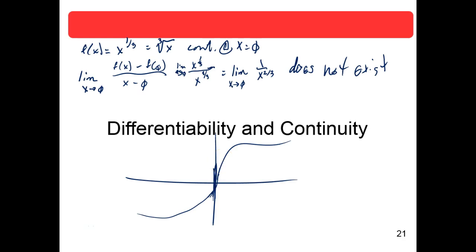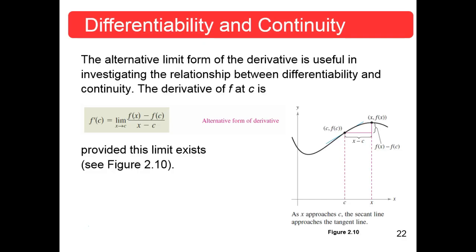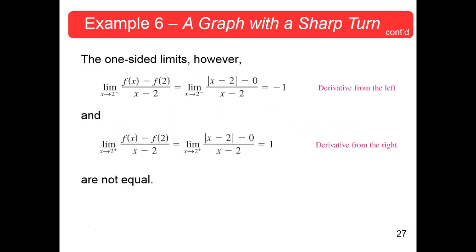It's continuous there. It's defined there. Everything's good there, except it doesn't have a derivative there because it is approaching a vertical line and is a vertical line there. All right, so that gets us through example 7.